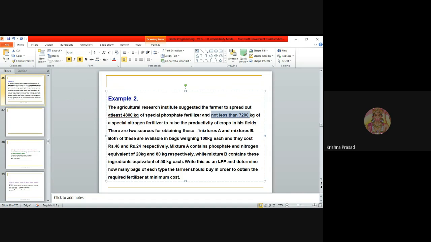There are two sources of obtaining these mixtures. See here, how many mixtures are there here? We are having two mixtures. It is very easy for us to find out how many decision variables are there. Mixture A and mixture B means X1 can be mixture A and X2 can be mixture B. Both of these, underline this one also, are available in bags weighing 100 kg each.